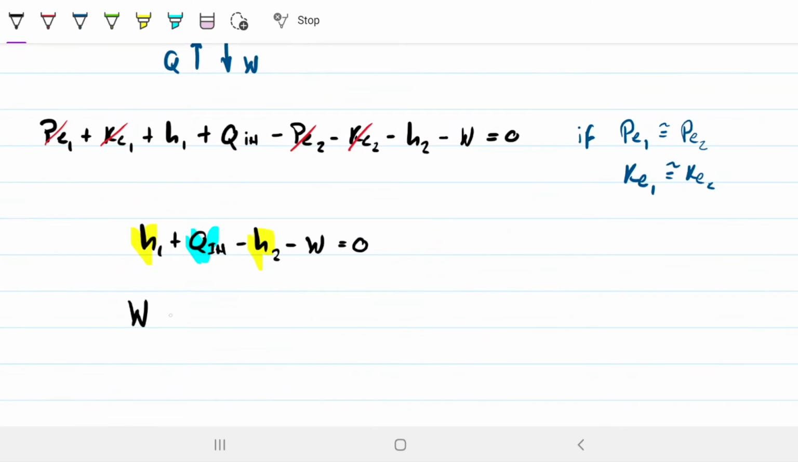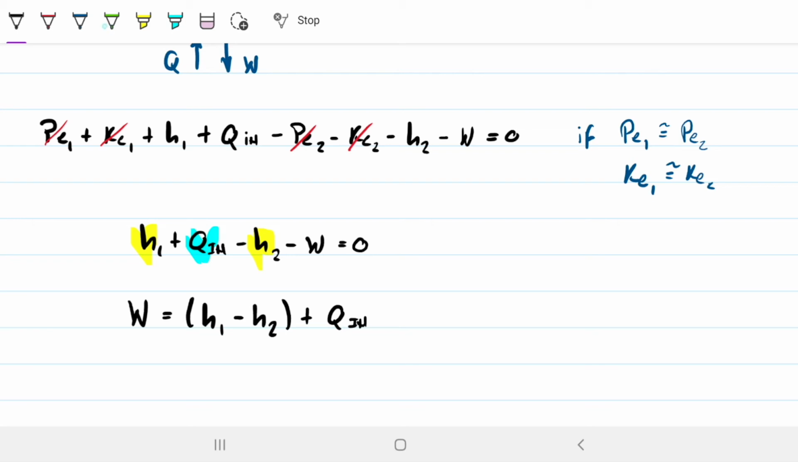So the work being outputted is equal to the change in enthalpy, that is H1 minus H2, I think probably write like so because otherwise it might confuse us, plus the Q in. So all the energy that we're extracting from the air plus the heat going in is being converted into useful work.